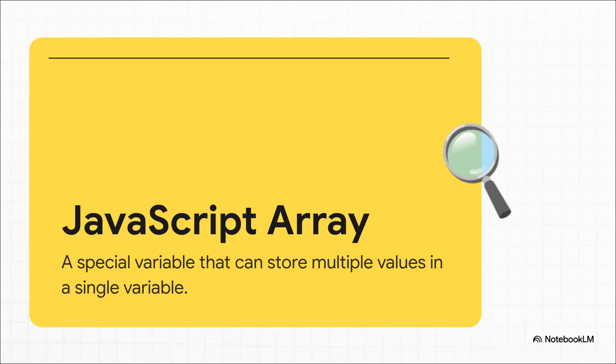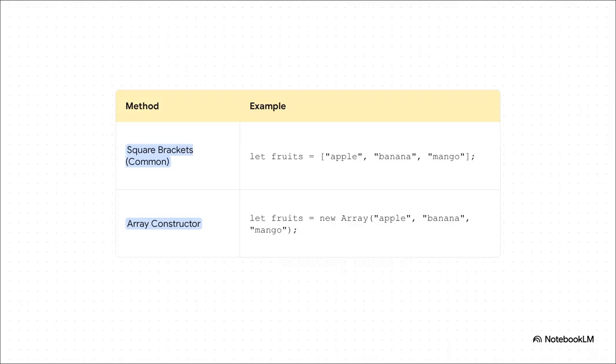The idea here is actually super simple, but it's incredibly powerful. An array is basically just a special kind of variable that's designed to hold a whole bunch of values. It's a collection, a list, a container, all rolled into one. Okay, so how do we actually make one of these? Well, you could use the new Array constructor, but honestly, nobody really does that anymore. The modern standard way, the way you'll see pretty much everywhere, is using these simple square brackets. It's cleaner, easier to read, and it's just the way to go.